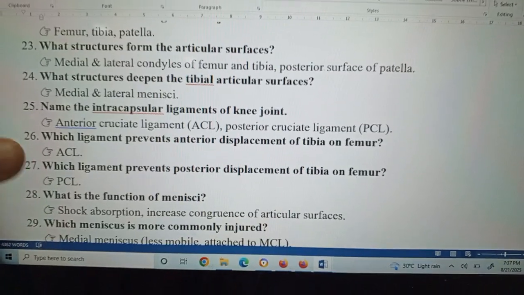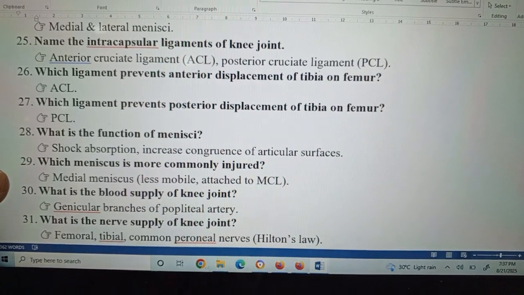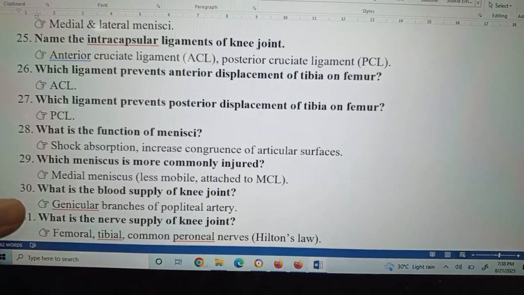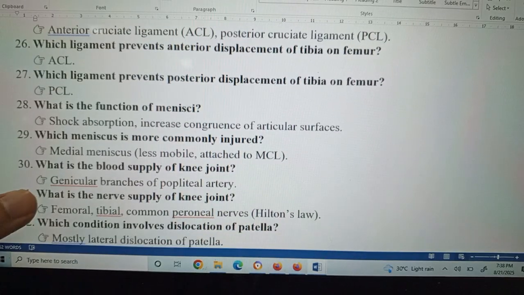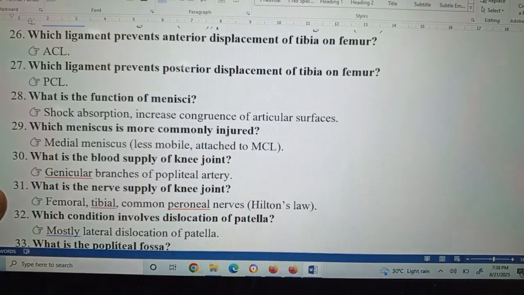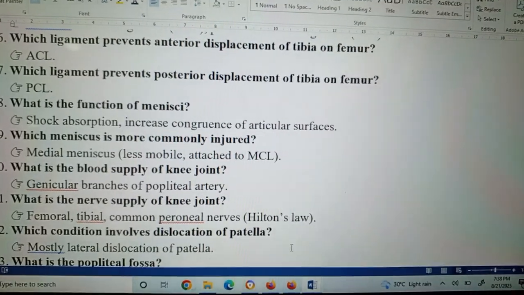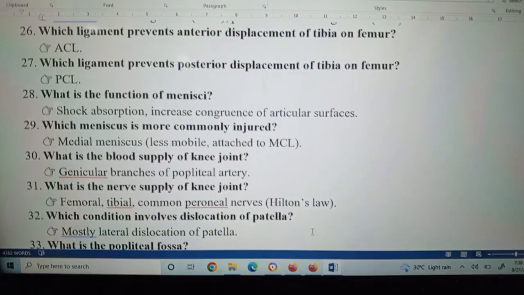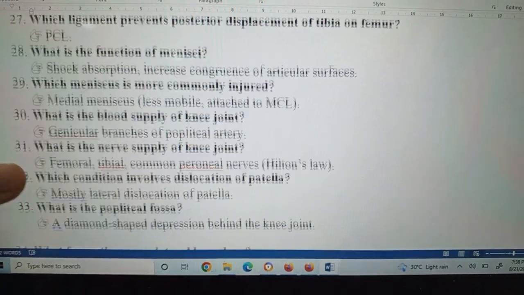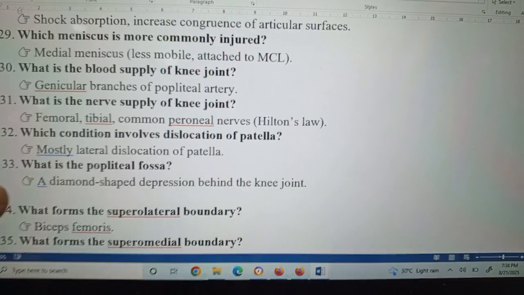Okay. What is the function of the menisci? The menisci function in shock absorption and increasing congruence of the articular surfaces. Which meniscus is more commonly injured? The medial meniscus is more commonly injured because it is less mobile and it is attached to the medial collateral ligament. What is the blood supply of the knee joint? Genicular branches of the popliteal artery. What is the nerve supply of the knee joint? Femoral, tibial and common peroneal nerves.